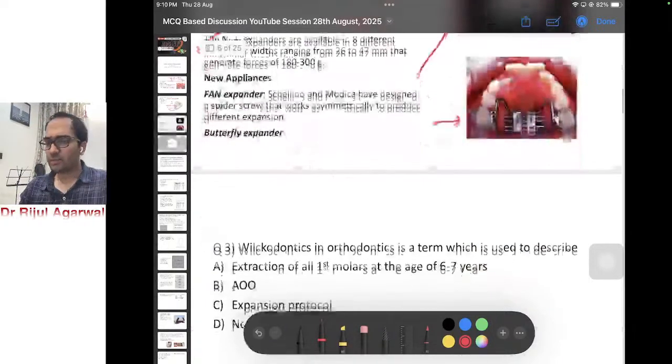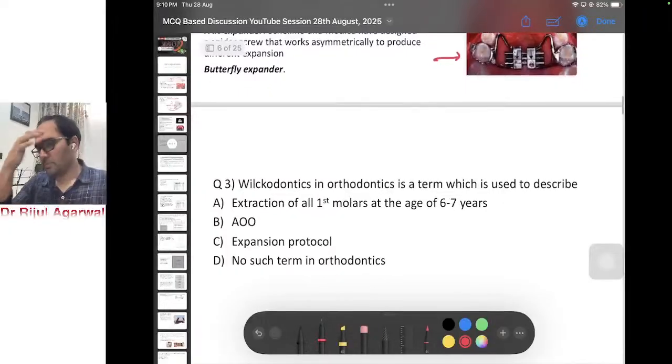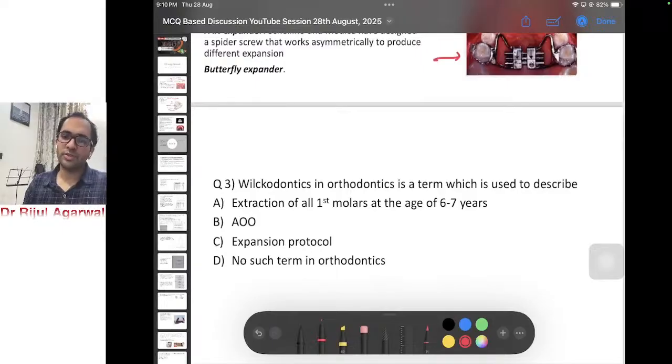Okay, so next question. These were a few important points related to expanders. Wilcodontics in orthodontics is a term which is used to describe: extraction of all first molars at the age of 6 to 7 years, AOO, expansion protocol, or no such term in orthodontics.